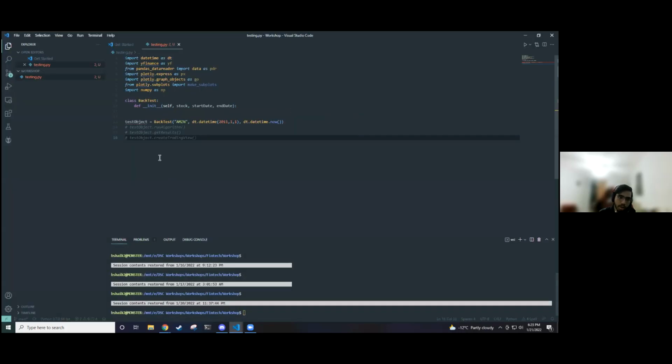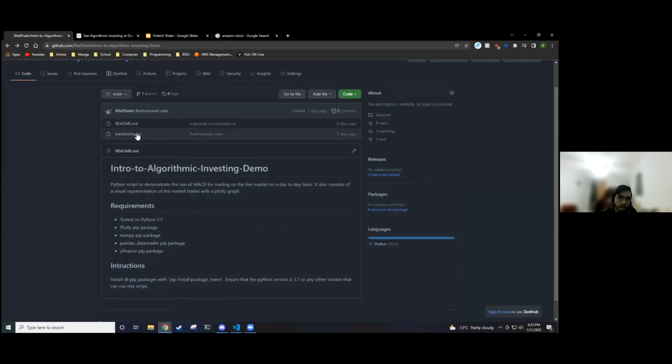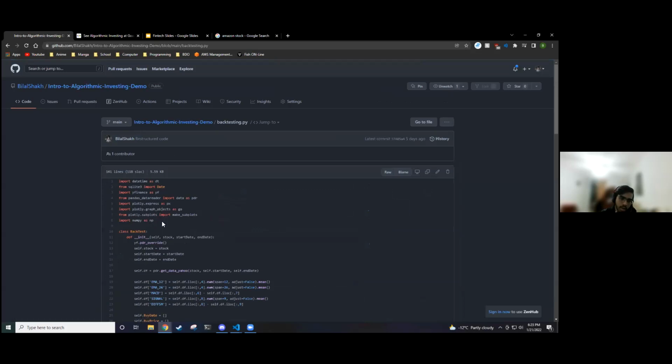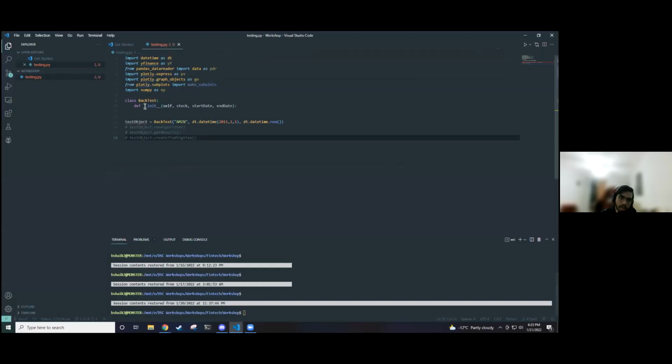So right here, what I need you guys to do right now is make sure you have all these packages here. Just copy paste it from the GitHub, mainly because you don't really need to retype this. Just copy paste this and get it into your program, and just create a class called backtest and create an initialization function for the class. And right here you have test object.